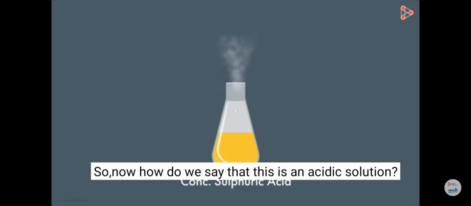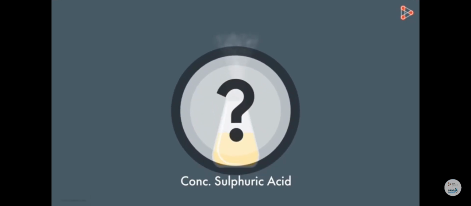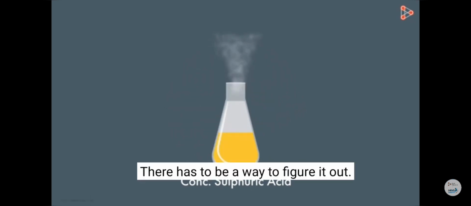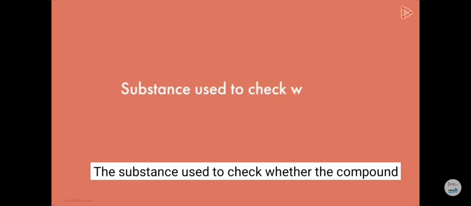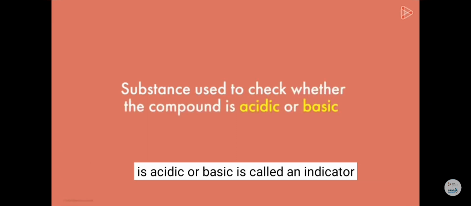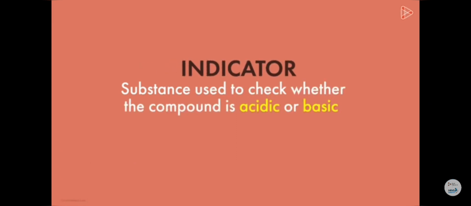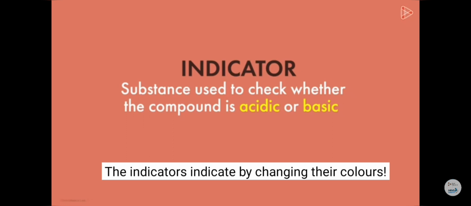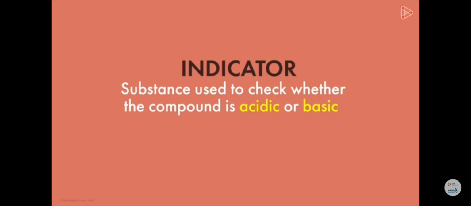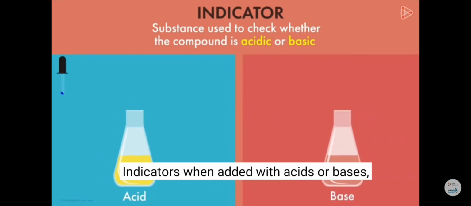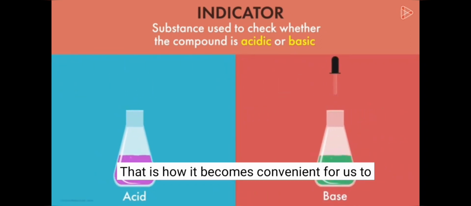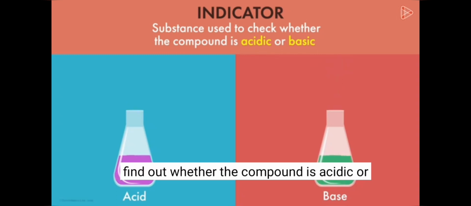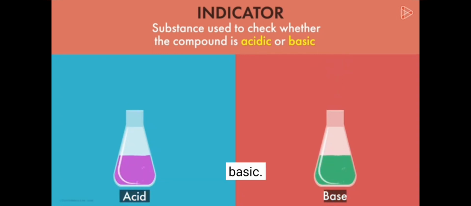So now, how do we say that this is an acidic solution? There has to be a way to figure it out. The solution has to undergo a few tests. The substance used to check whether the compound is acidic or basic is called an indicator. The indicators indicate by changing their colors. Indicators, when added with acids or bases, show a change in color. That is how it becomes convenient for us to find out whether the compound is acidic or basic.